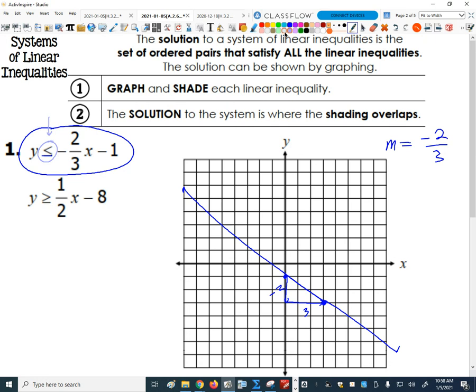And so here's what our shaded region would look like. Okay, there it is. So there's our first inequality.